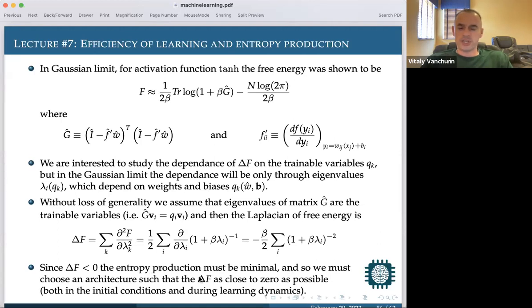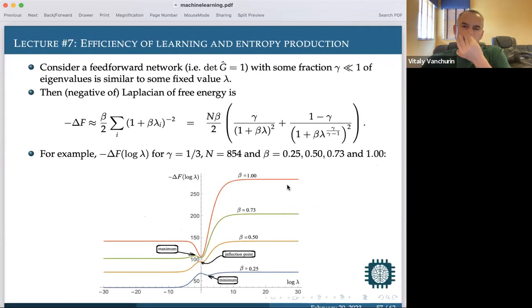We should choose architecture such that this Laplacian of free energy is as close as possible to 0. Now, we want to make sure that's true in initial conditions, whatever we choose for the weight matrix, but most importantly, we want to make sure that's true during the learning dynamics. That's what's happening. Okay, good. So now, before I show you results, so this is not numerics, but just to understand, to get a feeling of what happens with this.